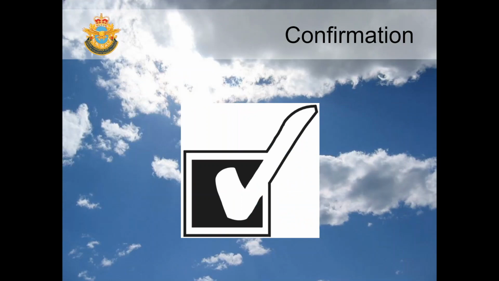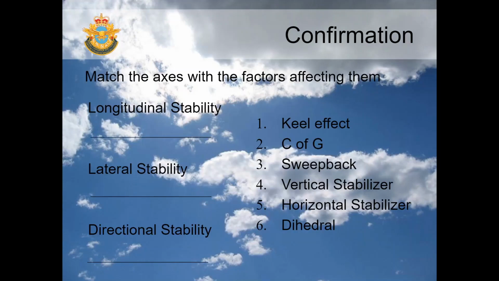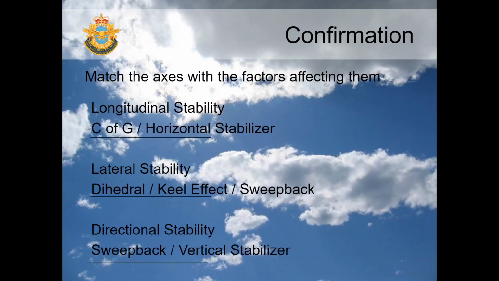So now that we have gone to the end of the lesson, we're going to have some confirmation questions. The first three is matching the 6 types of component to the three types of stability. So if you have pen or paper, or you can do this in your head and match each component to the stability, feel free to pause the video if you need more time. If not, we're going to go to the answers.